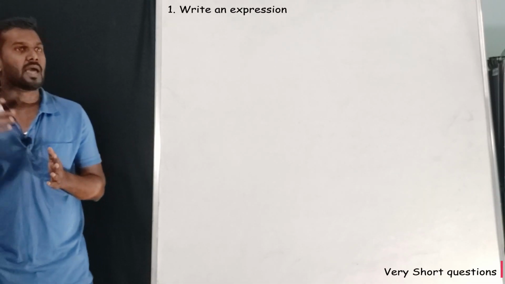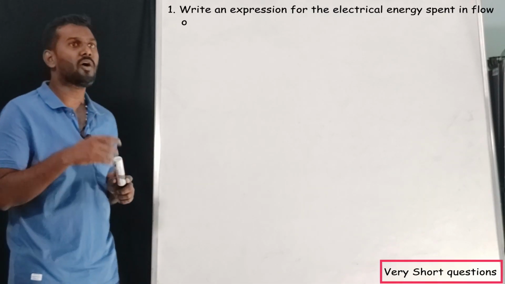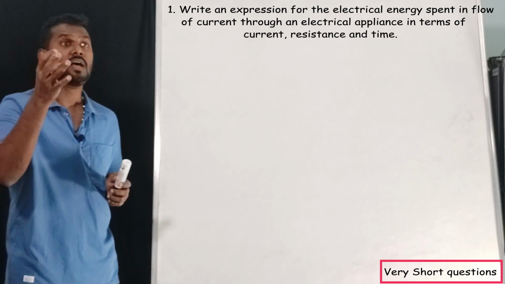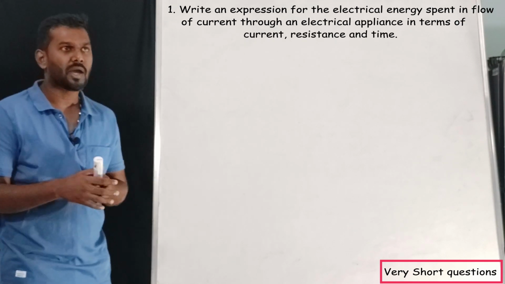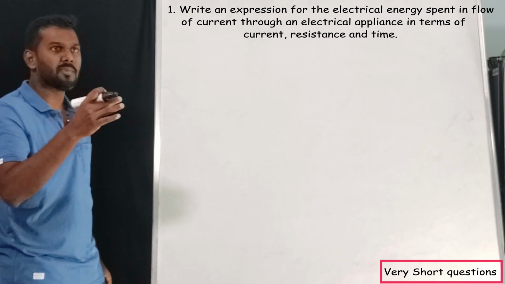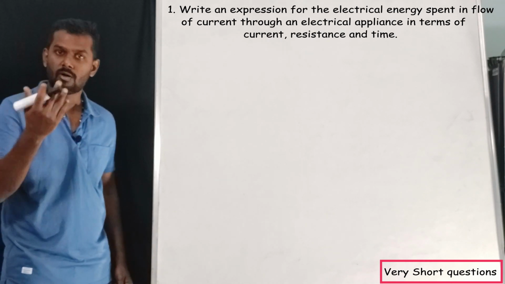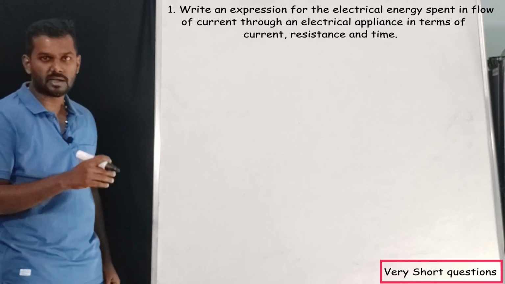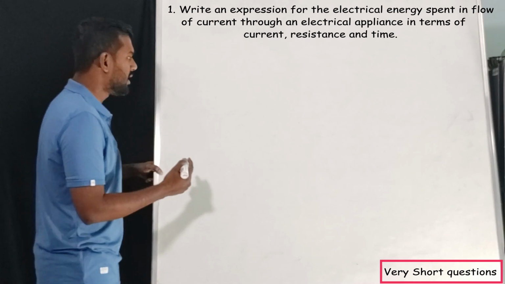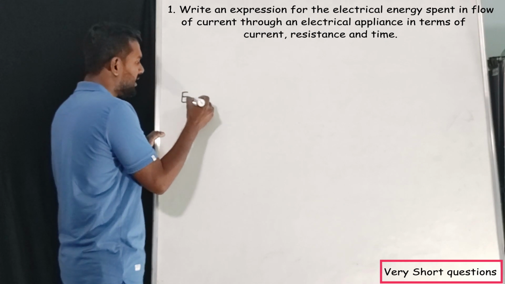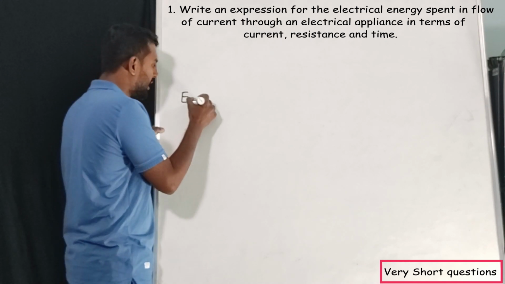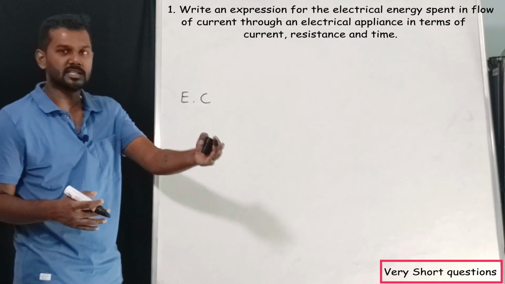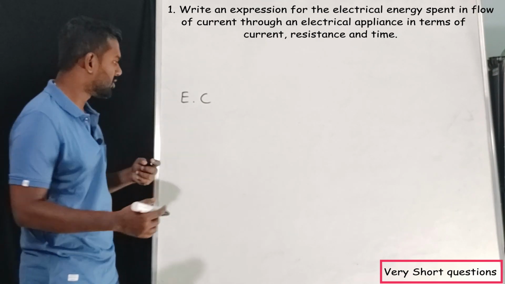Write an expression for the electrical energy spent in flow of current through an electrical appliance in terms of current, resistance and time. Okay, you can write the same electrical energy spent in different form also. First I'll show you that. Then using current, resistance and time also we can derive it from it. Listen. Electrical energy spent is nothing but electrical energy consumption, correct? How much electrical energy I can spend? That is nothing but consumption only.